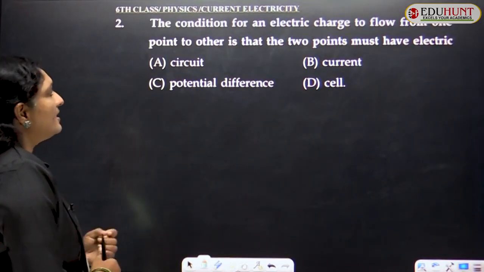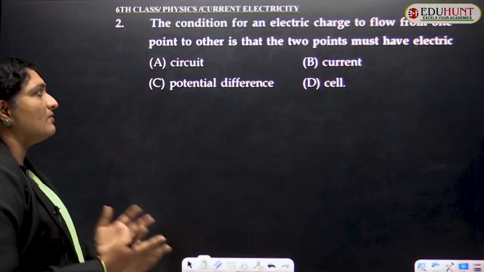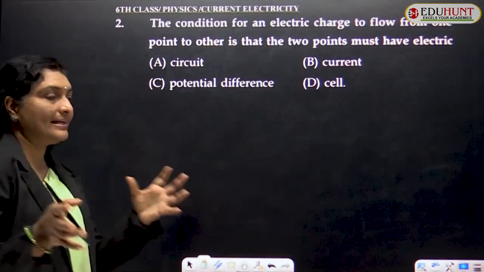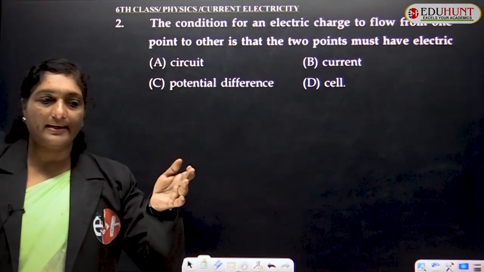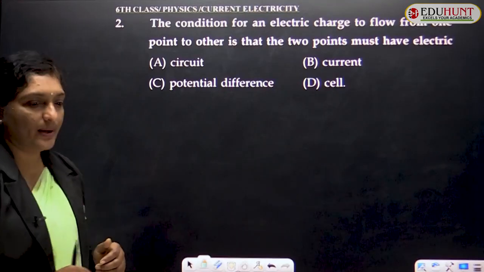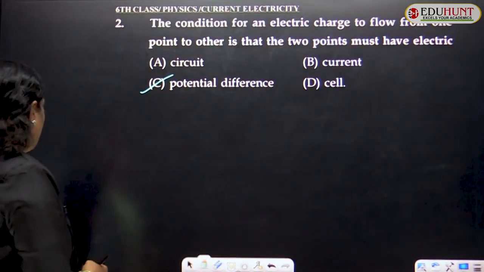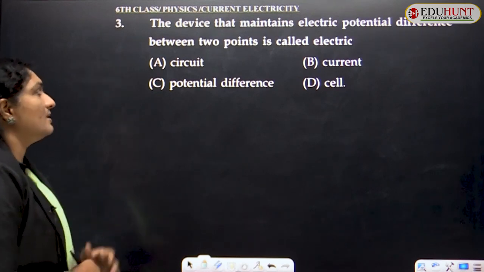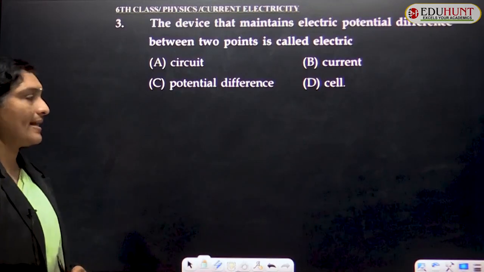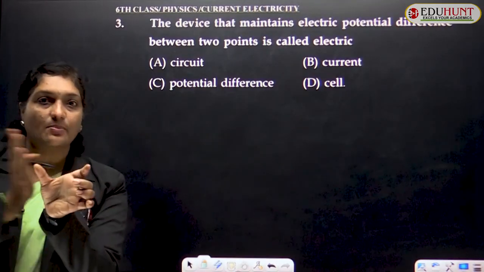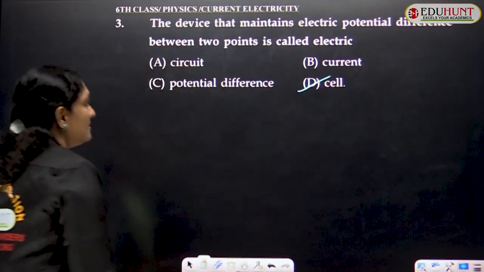Next one, the condition for an electric charge to flow from one point to another point is that between the two we must maintain what, children? Potential difference is being maintained. So the correct option is option C, potential difference. Third question, the device that maintains electric potential difference between 2 points is called as? That is a cell. Okay, the correct answer is cell.